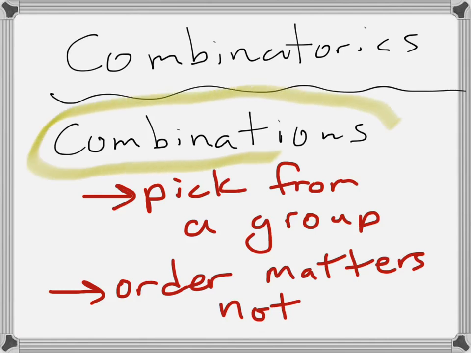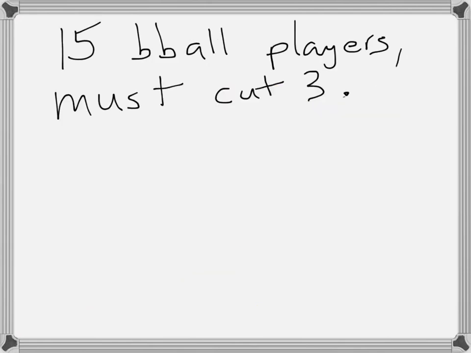It doesn't matter who you cut first. It just matters that you're picking a group of 3 players to cut. So it's important that we're picking from a group and that order does not matter. So let's try to think about this problem. Pause your video and see if you can come up with an estimate of how many different ways there are to cut 3 players.